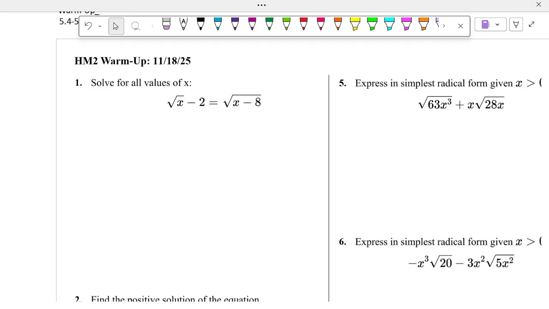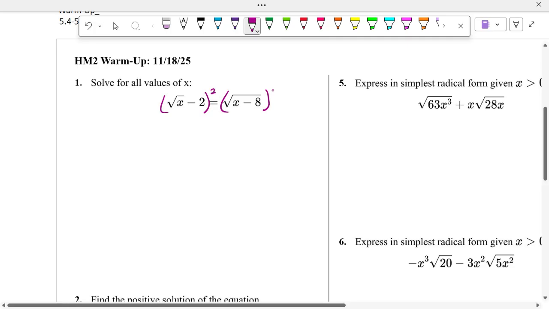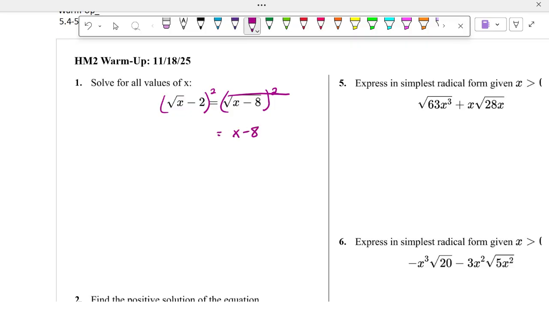So just take a shot in the dark. What do you think? Square both sides. Now, we know how to handle the right side because the square root and the square just cancel out. So this would be x minus 8 on the right. But what did I say you have to do with the left side yesterday? Nope. We have to box method it.